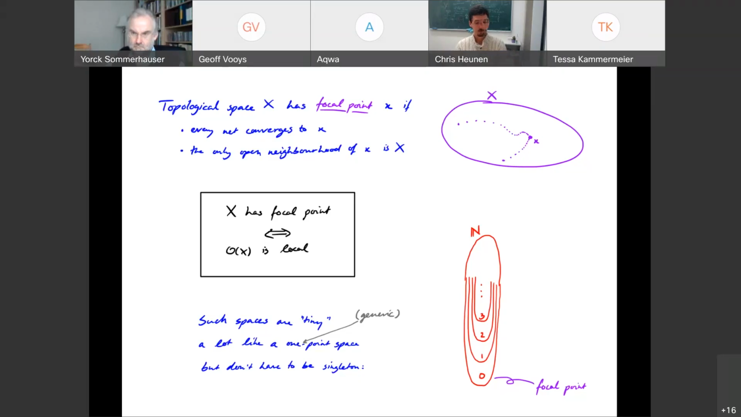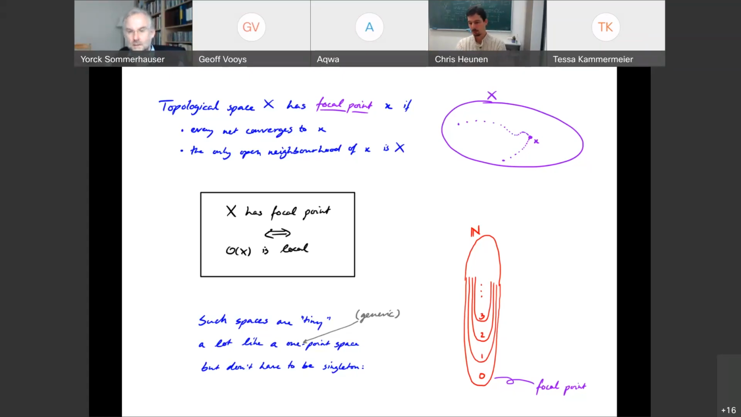But that doesn't mean the space has to be a singleton. There could be more points. Here's an example of such a thing on the bottom right in red. Think about the natural numbers, and I put what's called the Alexandrov topology on it. I say that the open sets are exactly the subsets that are up-closed. So if some number is in it, then all larger numbers also have to be in the open set, and I try to indicate them by the red bubbles. In here, the element 0 is a focal point of that topological space.